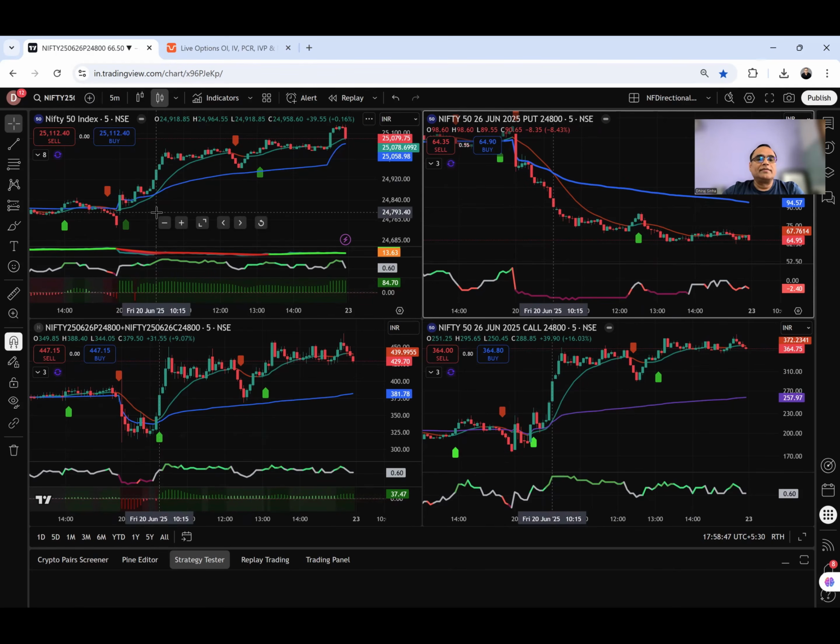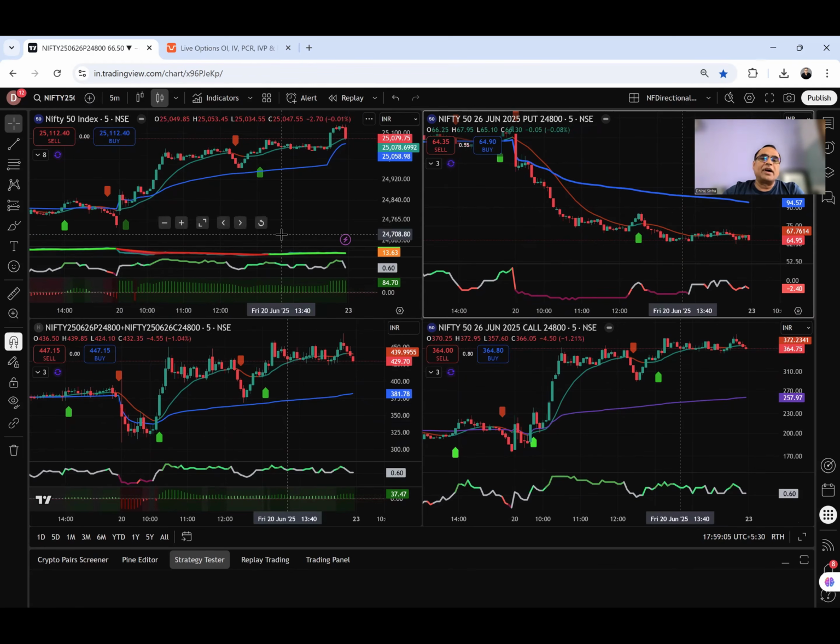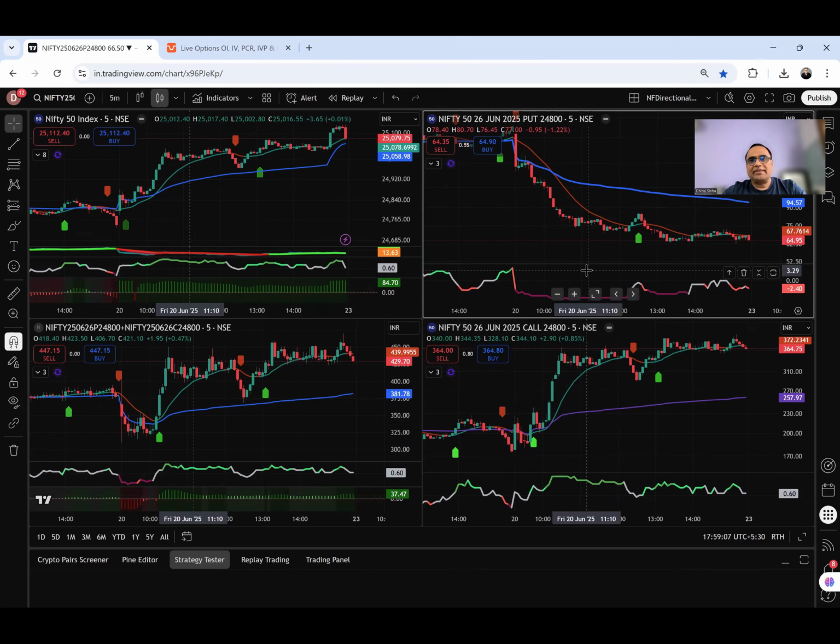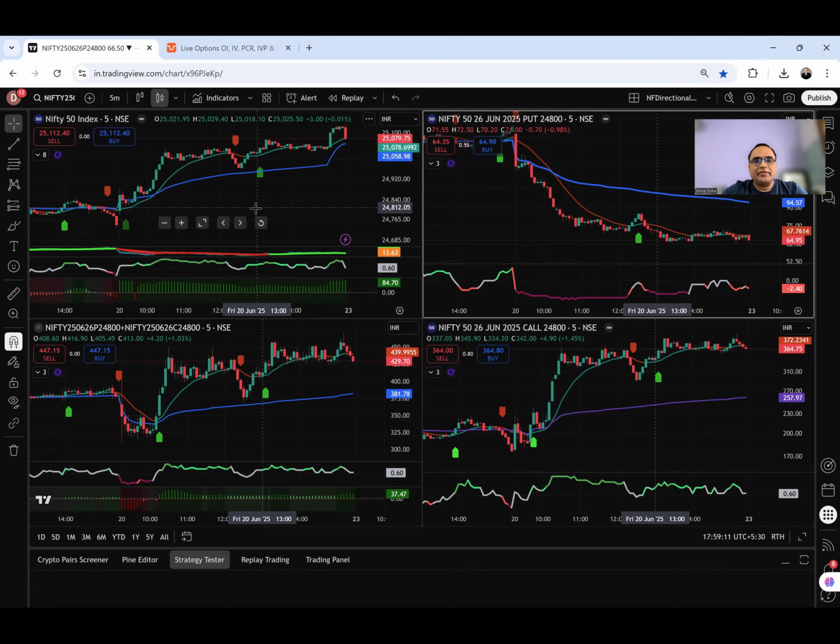So on Friday, when we opened, the straddle or the ATM was 24,800. So I have the 24,800 straddle chart on this. I also put a put chart, ATM put, 24,800 put, and 24,800 call option. Now on this chart, what do I look at? So basically, I look at what is happening on Nifty.